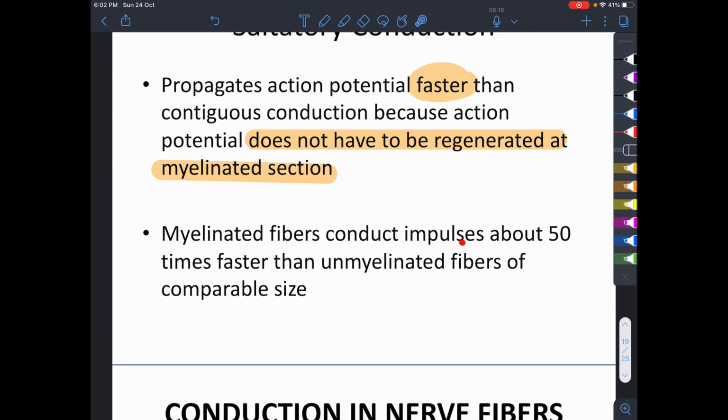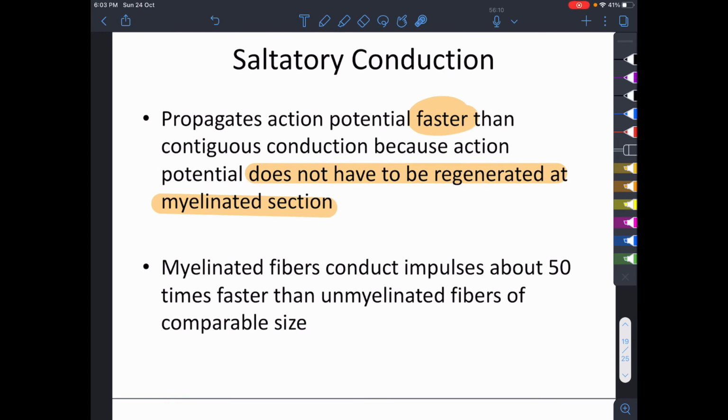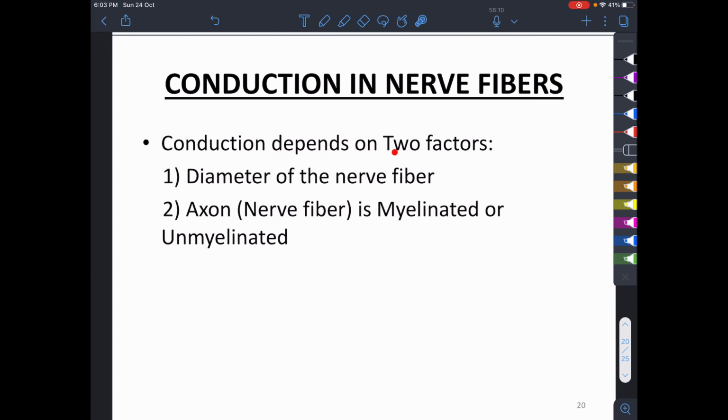Myelinated fibers conduct impulses about 50 times faster than the unmyelinated fibers. يعني 50 مرة أسرع من unmyelinated. Saltatory 50 مرة أسرع من contagious. Conduction in nerve fibers. Conduction depends on two factors. الحين نشوف إيش الفاكتورز. Diameter of the nerve fiber. diameter اللي هو قطر التيوب حق الأكسون على حسب. الأكسون is myelinated or non-myelinated. طبعا هذا أهم واحد قلنا عشان ممكن يكون أسرع أو لا.